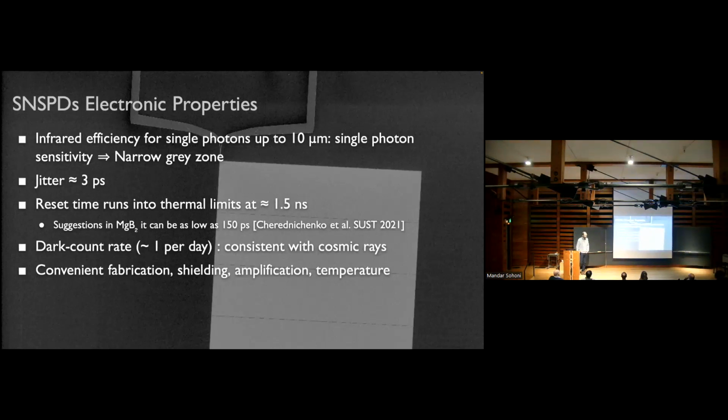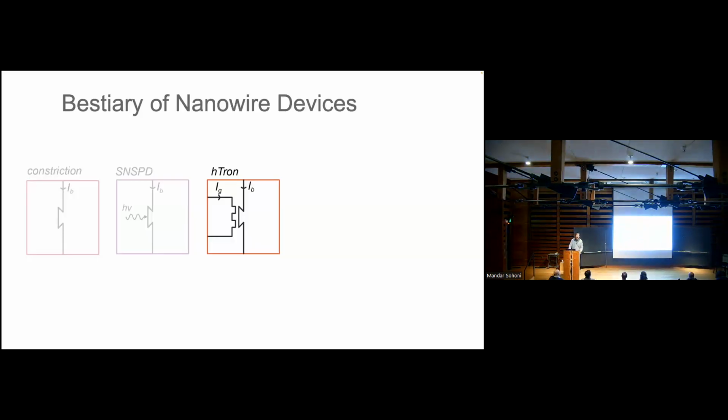It has a number of useful electronic properties. First of all, they're sensitive. Actually, JPL just released a paper that goes out to 29 microns infrared wavelength. They have jitter, which is the timing accuracy, of about 3 picoseconds. They reset in a couple of nanoseconds. They have a dark count, which is like a false event rate, of less than 1 per day. And they're quite convenient to work with. They are cold. You need to be at a few Kelvin, but not quantum computing cold. They're not like 10 millikelvin. So they can be worked with reasonably effectively.